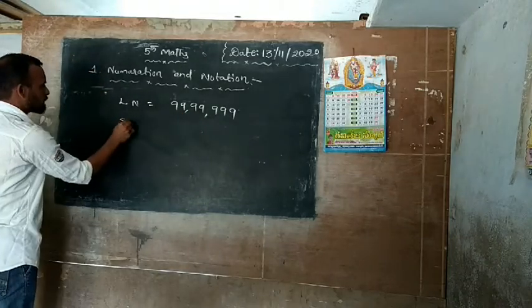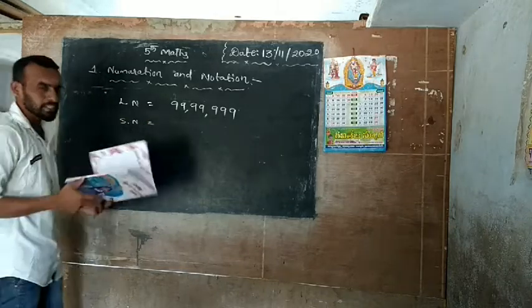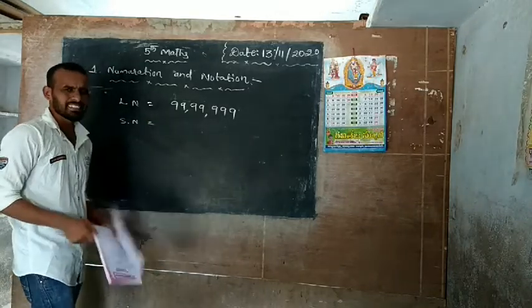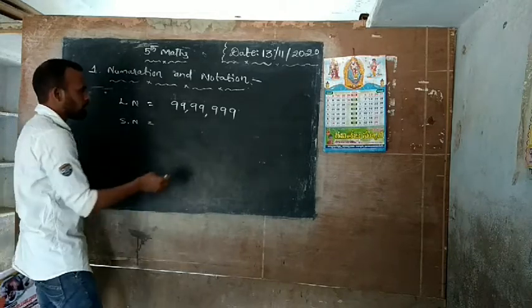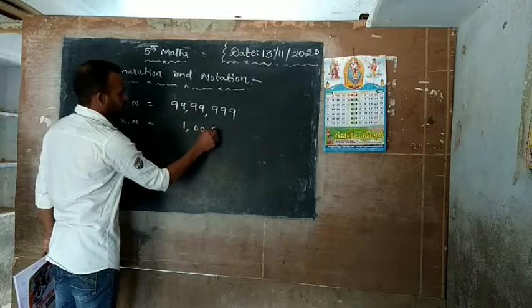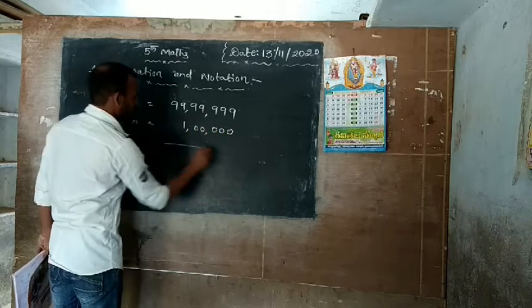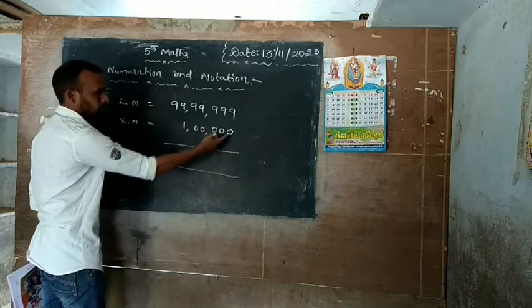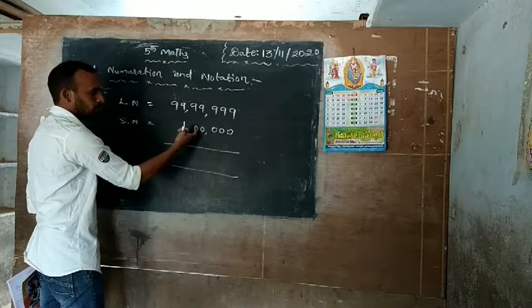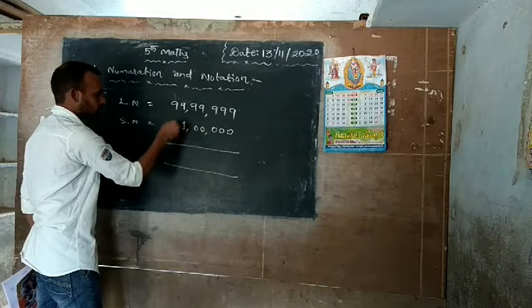Now the smallest number. Smallest how many digits is asked here? The smallest 6-digit number. What is the smallest 6-digit number? 1 lakh. Okay, 1 lakh. So this is the smallest 6-digit number: 1, 2, 3, 4, 5, 6. 1s, 10s, 100, 1000, 10,000, lakh. This is the smallest 6-digit number.